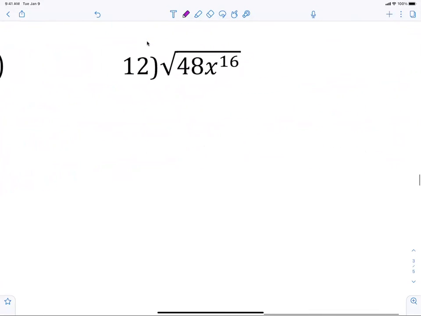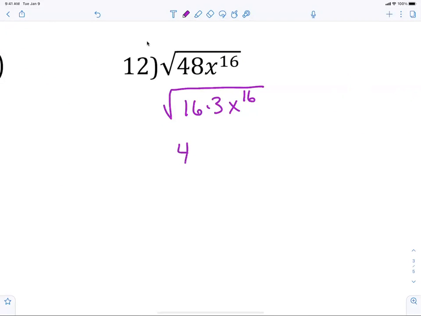Okay, who remembers what 48 breaks down to? 16 times 3. So what's the square root of 16? Square root of x to the 16th. And 3 is left behind. Okay.